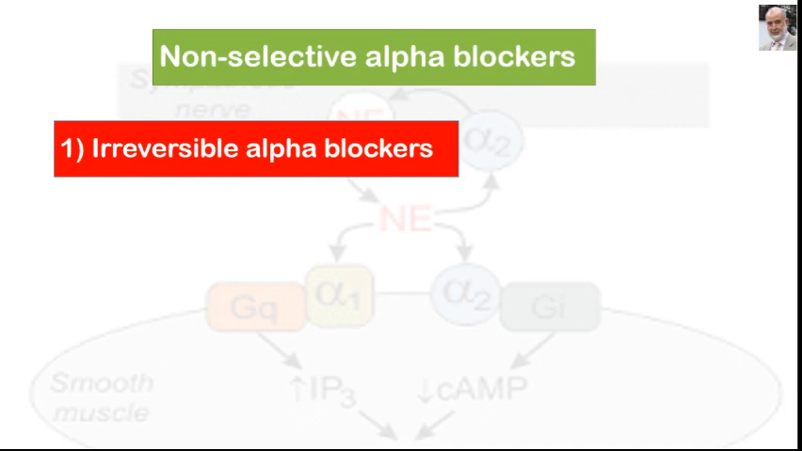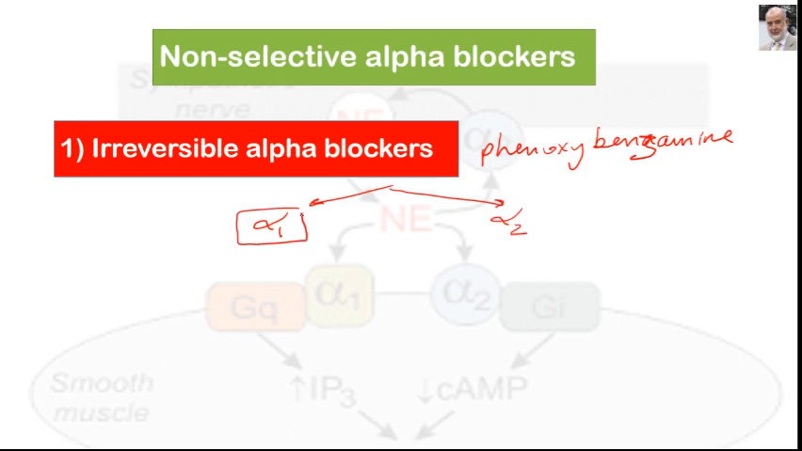So first we'll talk about the non-selective alpha blockers, and we will start with irreversible alpha blockers. The most famous example in this case, we have said, is phenoxybenzamine. This drug will block both alpha 1 receptor and alpha 2 receptor. So what will happen if it blocks alpha 1 receptor in blood vessels? It will decrease the peripheral resistance, and this will result in decrease in blood pressure.